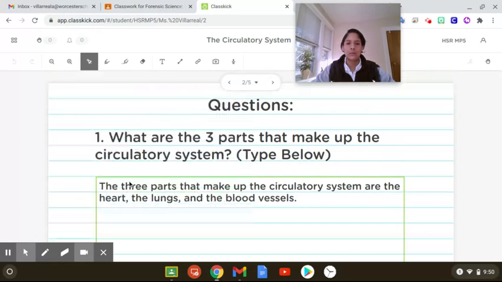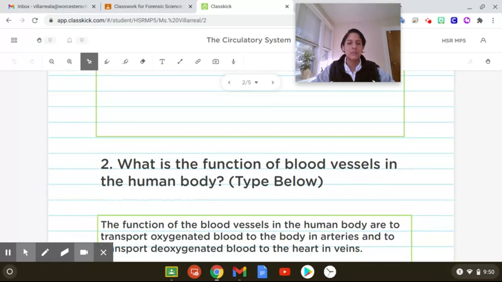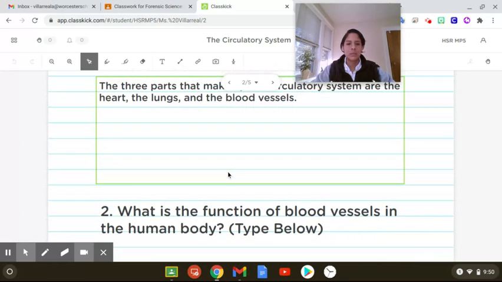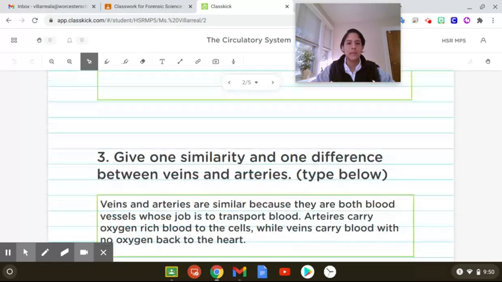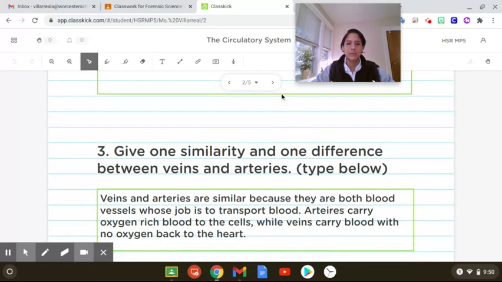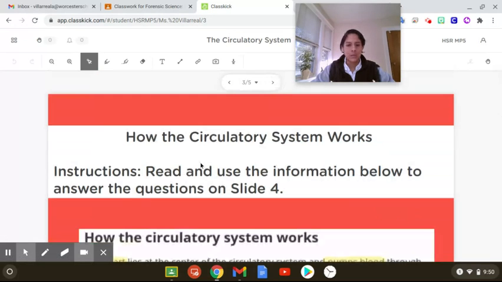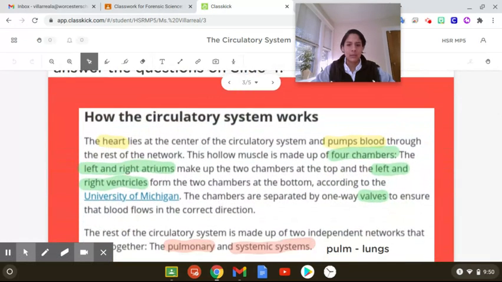What are the 3 parts that make up the circulatory system? What is the function of blood vessels in the human body? And then the last one, give 1 similarity and 1 difference between veins and arteries. Moving on, we're going to go to slide 3. I'll read this out loud.